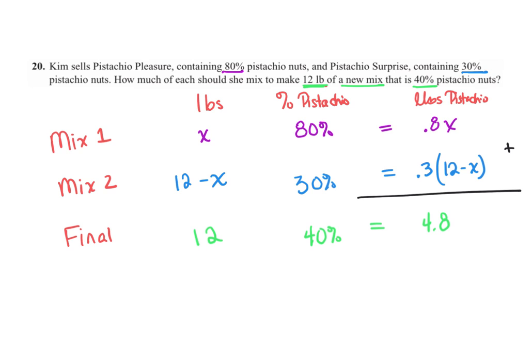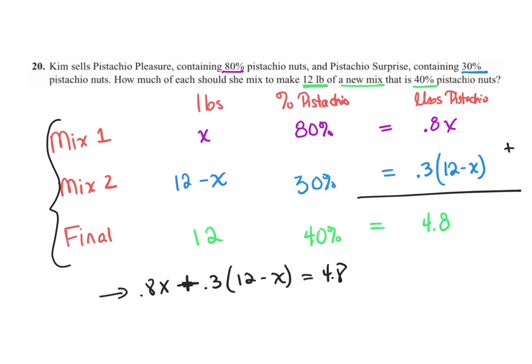And then again, add these up: 0.8x plus 0.3 times 12 minus x equals 4.8. That's a plus. I keep writing an equals. All right, so again, I'm going to distribute, combine like terms, and solve. I think the hardest part of all of these is setting this chart up. All right? Setting that chart up.